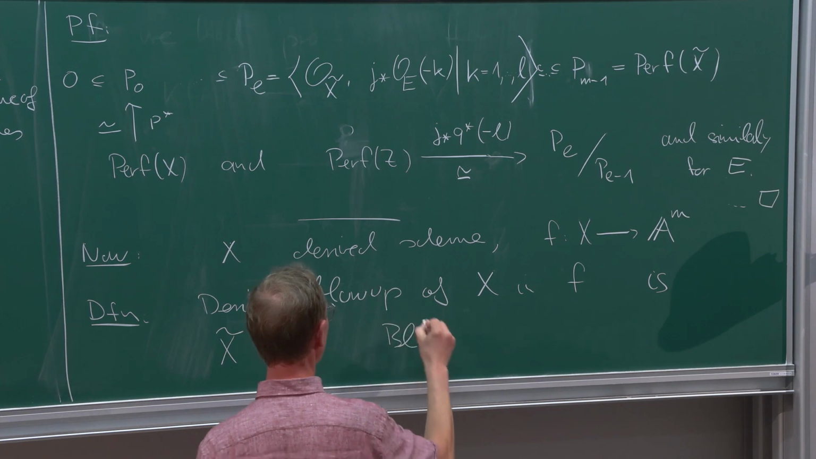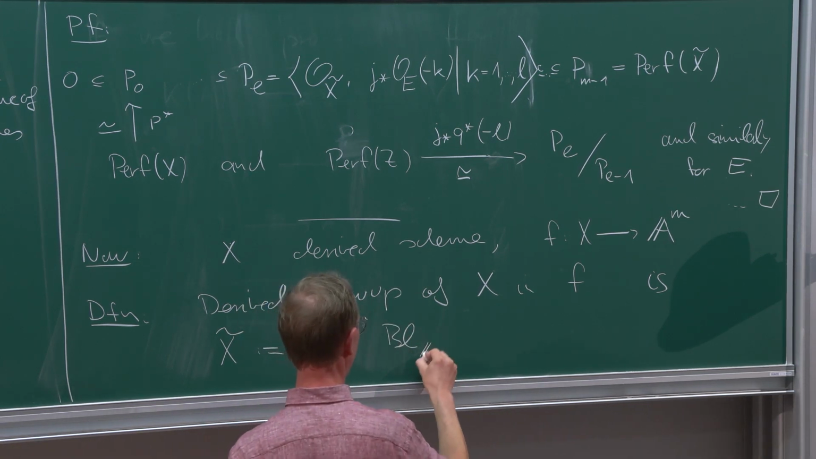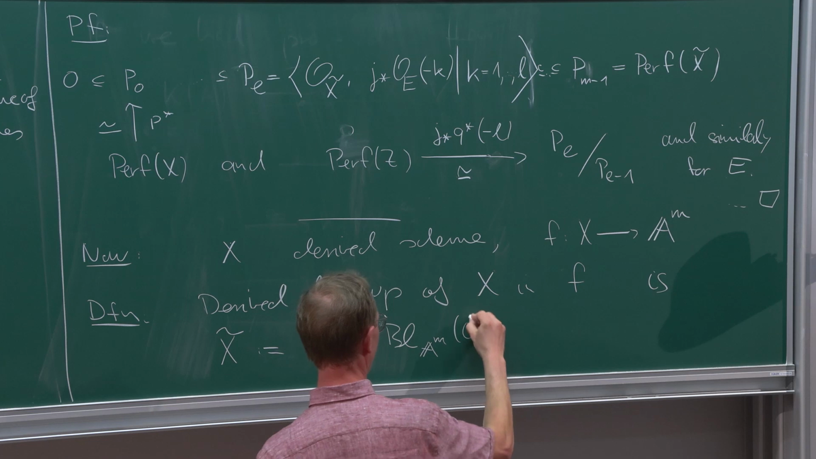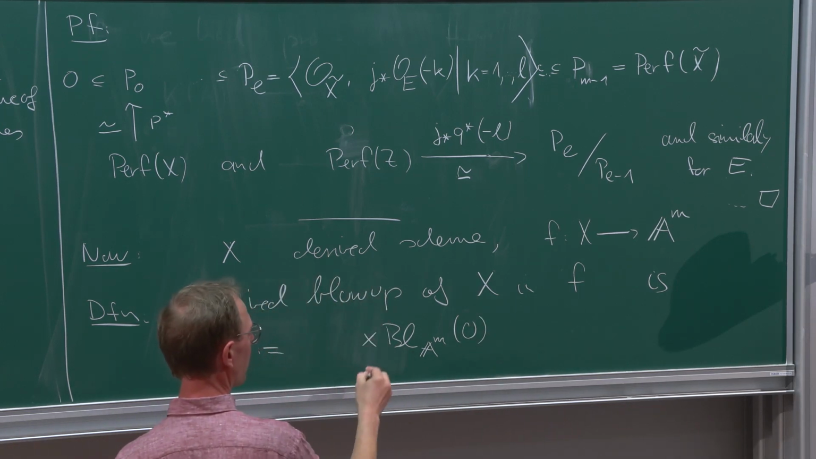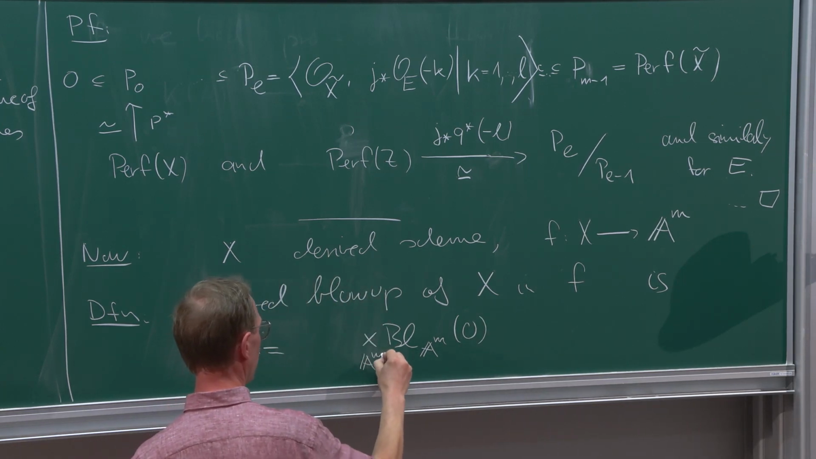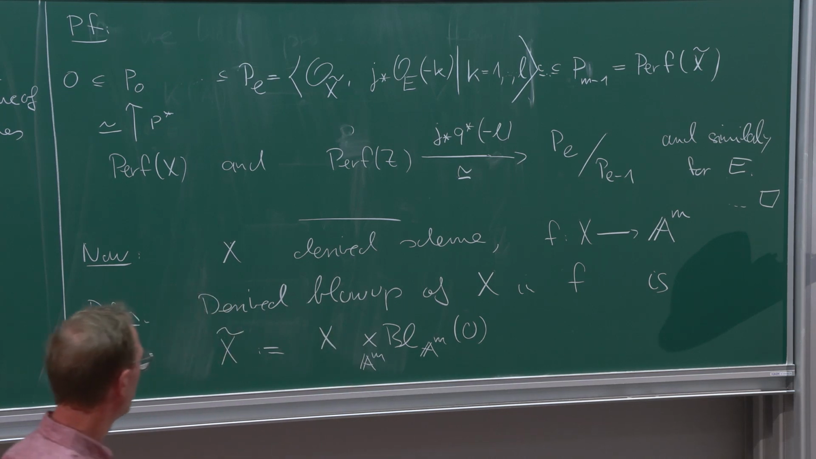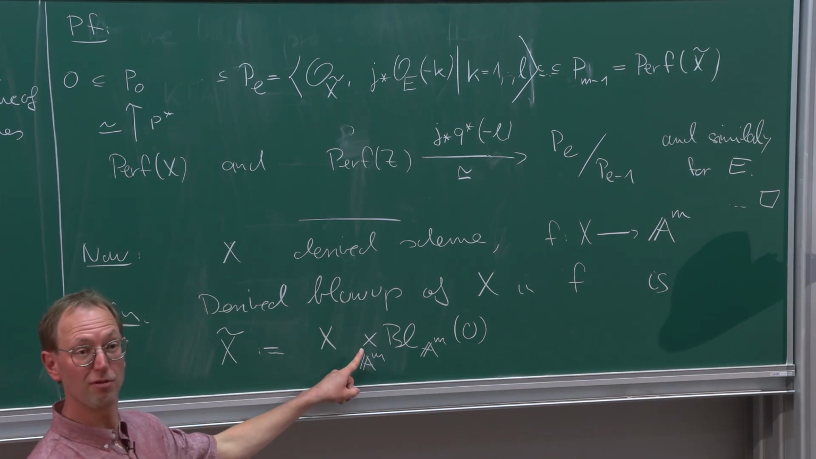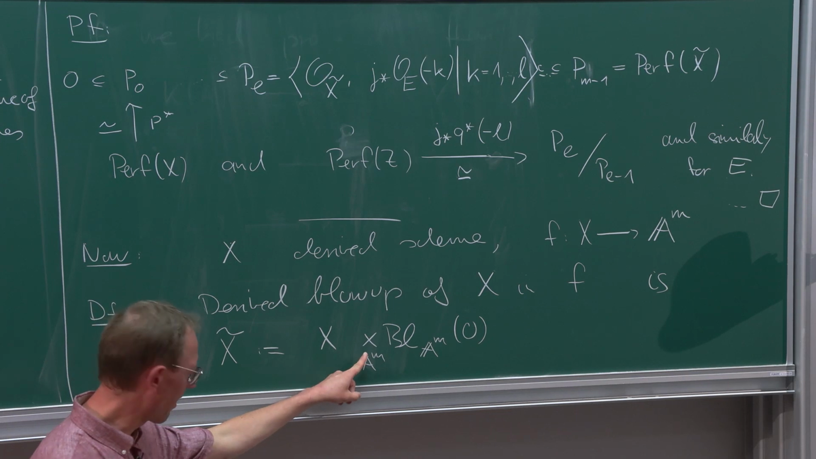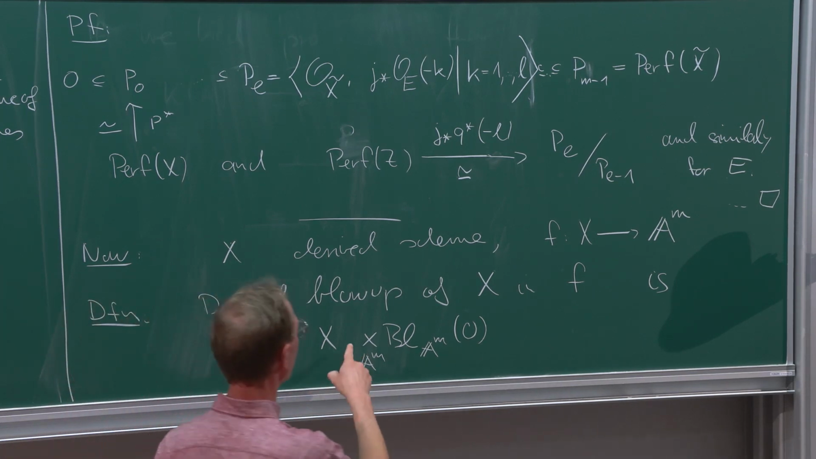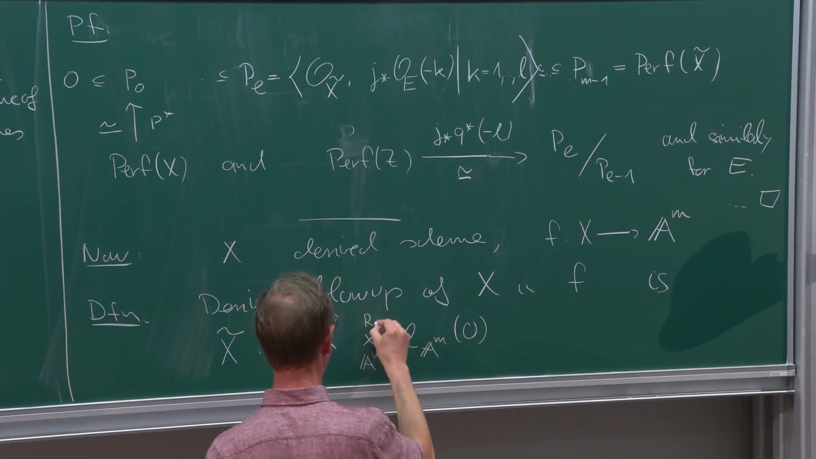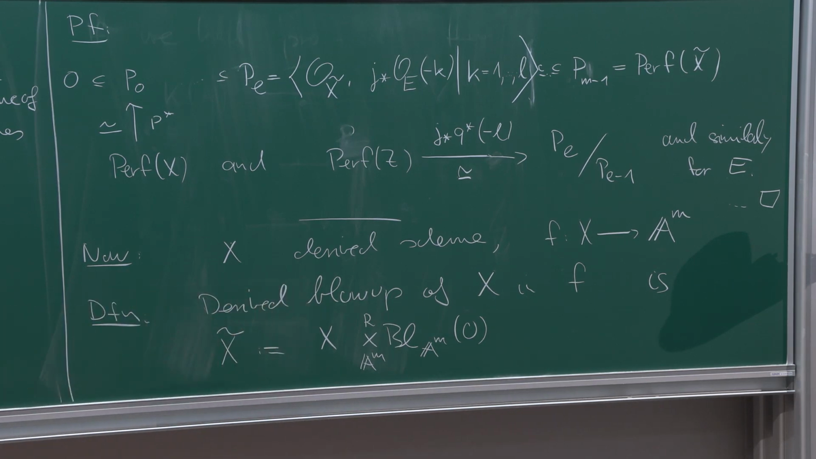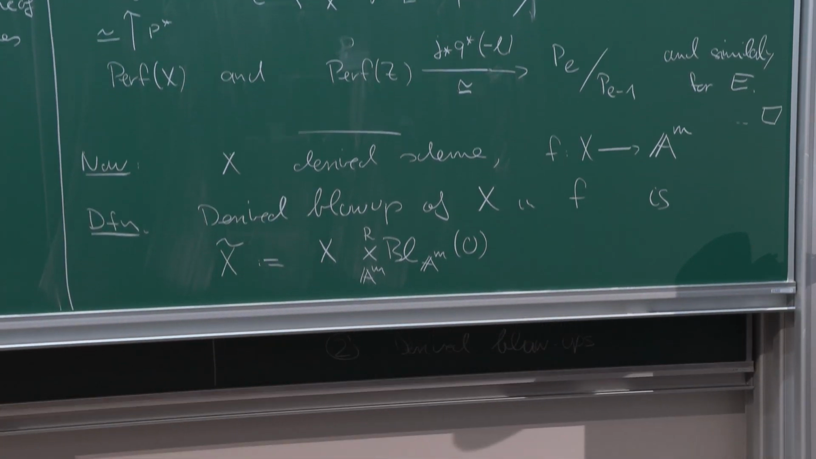So the blow-up of, okay, what was my notation with this? Of the origin, and then you take the pullback along this map to X, but now you do a derived pullback. Yeah. So maybe let me write a little R here for derived, just in case I forget this.